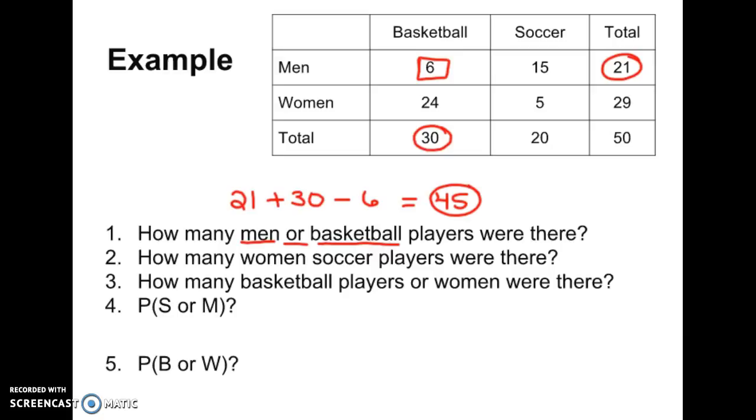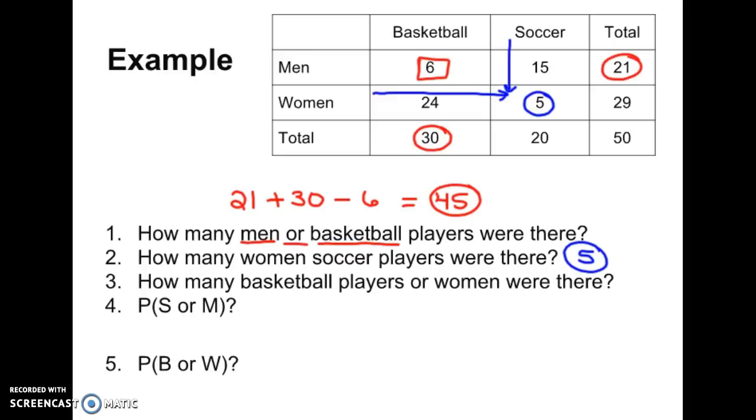Okay, number 2 up there, there's no "or" word. It just wants to know how many women's soccer players there were. We did this one yesterday. I just want to figure out where women and soccer overlap. They overlap right here. So 5 people were women that played soccer. Again, not an "or" statement, so I don't need to add 2 things.